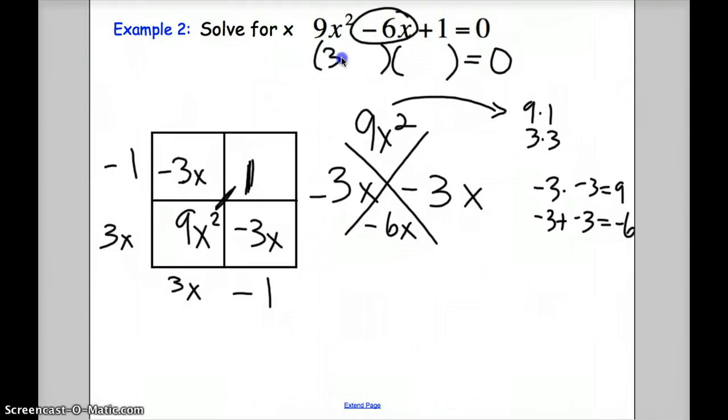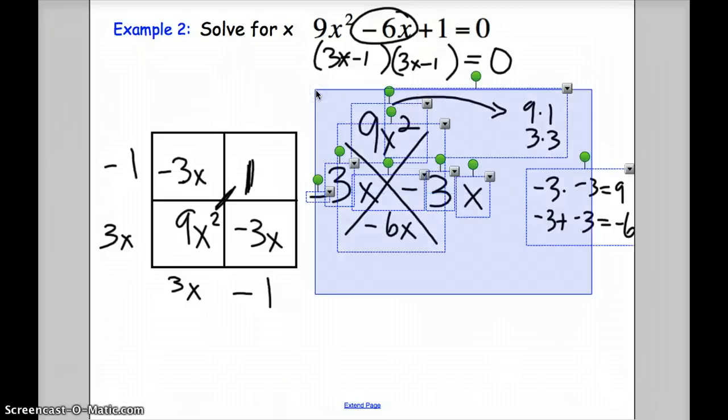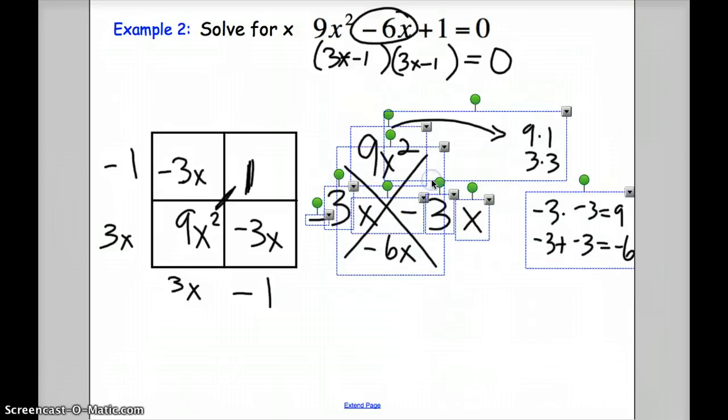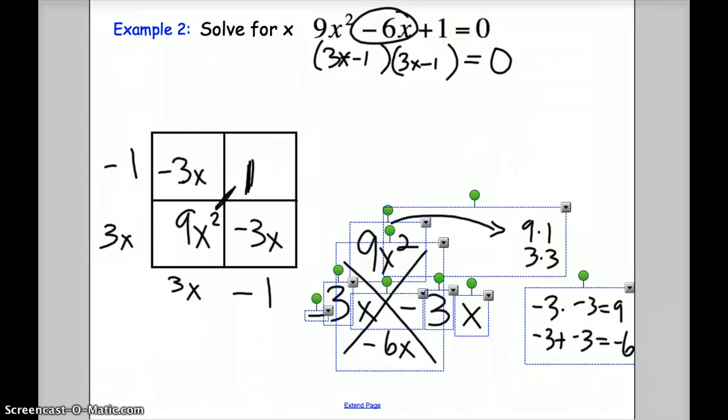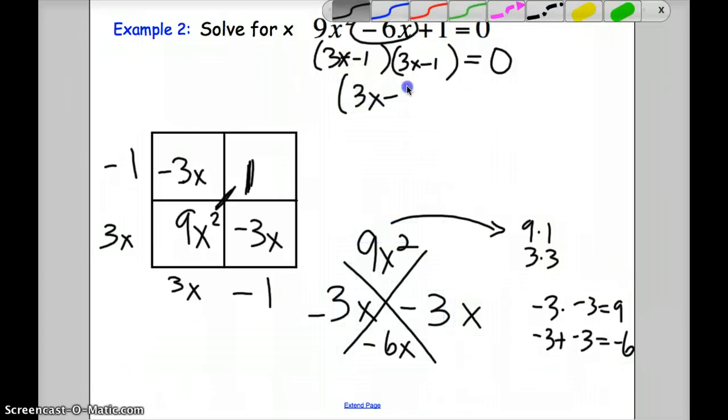So it's 3x minus 1 times 3x minus 1. Sometimes you might see a math teacher or a textbook write 3x minus 1, when you multiply them together like that, as 3x minus 1 squared equals 0, because the two terms are being multiplied by themselves. This whole thing is being multiplied by the same thing, so sometimes we write it in shorthand. But this is an interesting implication for our solution.